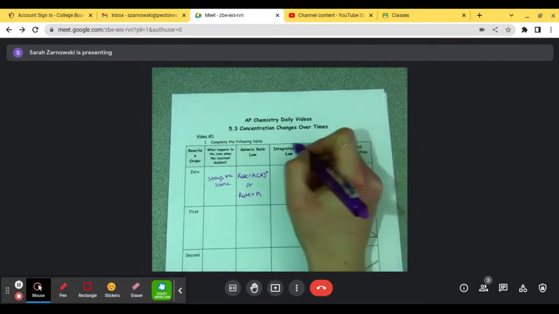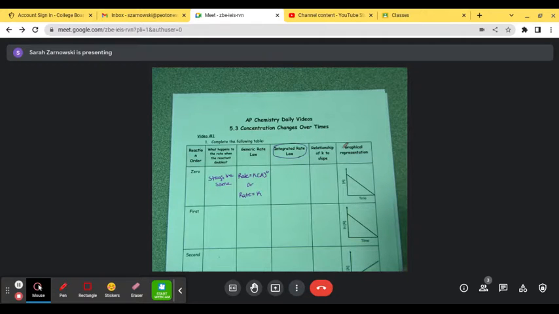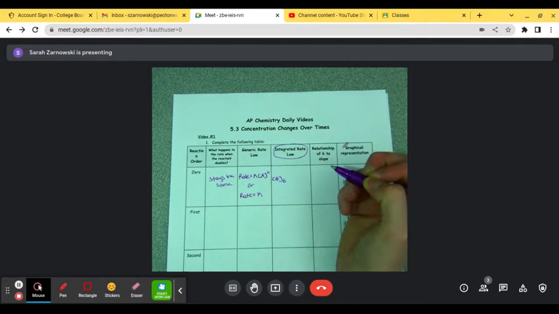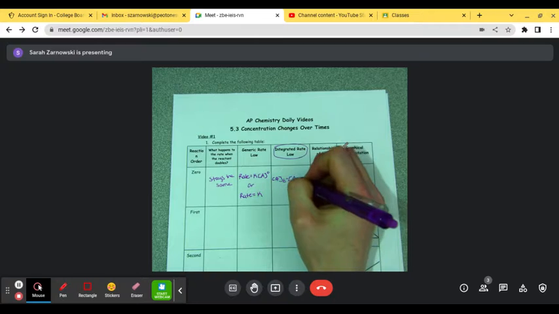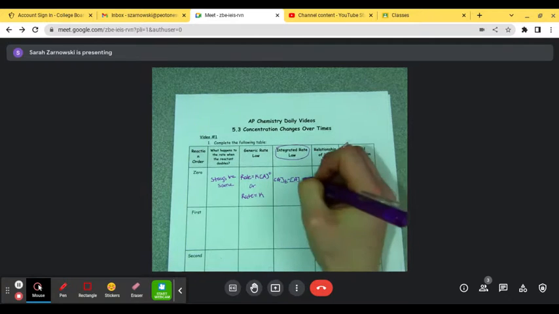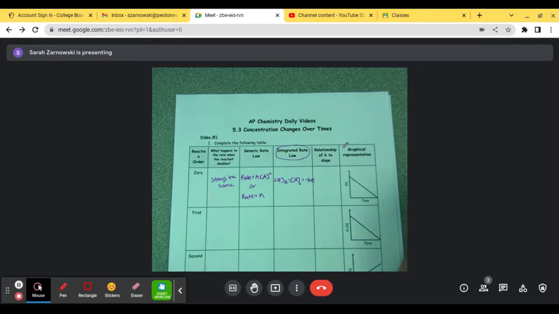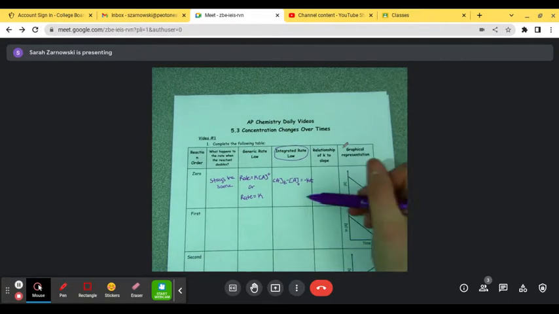Now, if you integrate this, I don't know if you guys talked about integration yet in your math class, but that has to do with calculus. So this equation will be given to you: the concentration of A at time t minus the initial concentration equals negative kt. So that is the equation for it. Now, this equation kind of helps us figure out the graphs.